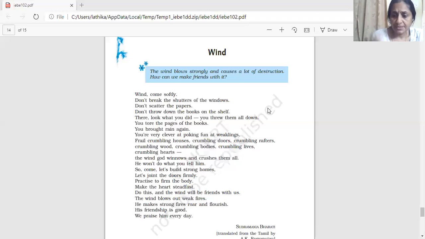You tore the pages. It is as if the poet is accusing the wind of doing so many damages. It is breaking down windows, shattering glasses, then throwing the books around. You brought rain again. So with the wind, you get rain also, isn't it? Even that is causing a lot of damage, putting the people in a lot of danger and making their life very hard.